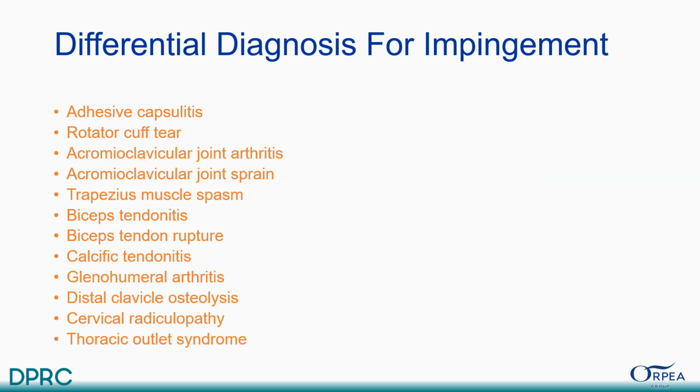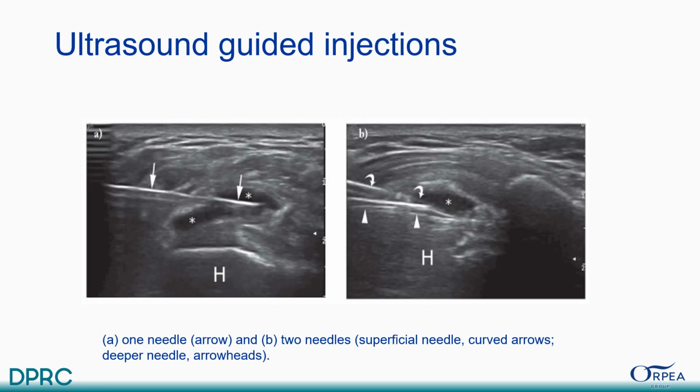There are a lot of differential diagnoses that come to mind when you look at impingement syndromes. Patient presents with pain and limitation of movement. So you could have adhesive capsulitis. It could be a rotator cuff tear, acromioclavicular joint arthritis, acromioclavicular joint sprain, trapezius muscle spasm, biceps tendinitis, biceps tendon rupture, calcific tendinitis, glenohumeral arthritis, distal clavicle osteolysis, cervical radiculopathy, and thoracic outlet syndrome, to name a few.